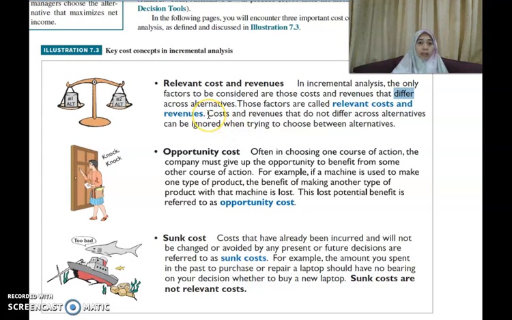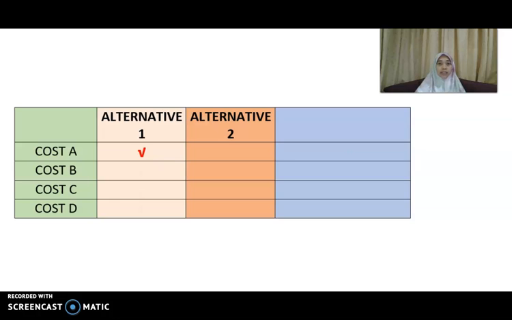So what about the cost and revenue that do not change? Costs and revenues that do not differ across alternatives can be ignored when trying to choose between alternatives. That means when you want to make a decision, you just consider cost and revenue that differ. They change between the alternatives. So if the cost remains the same or is unchanged, then you do not consider that in your decision making. Let's look at this as an example.